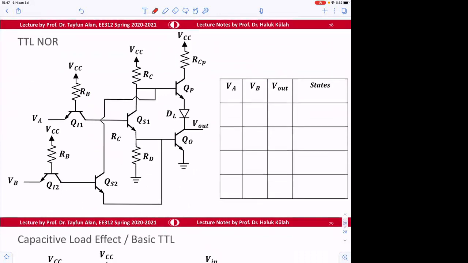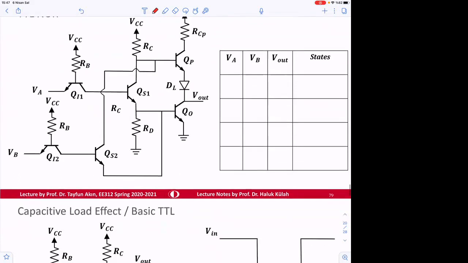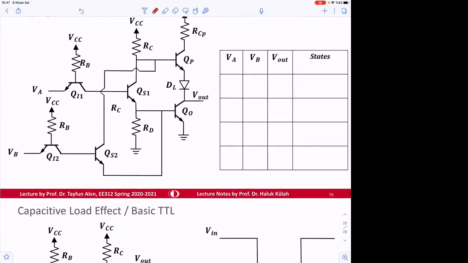So if you connect these parallel stages for the input, then we can obtain this NOR gate. We can go through the circuits and understand why this is a NOR gate, and this is actually something easy to analyze.